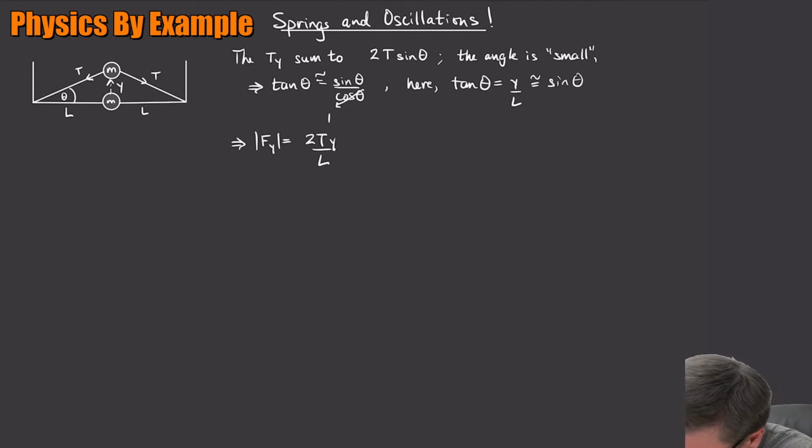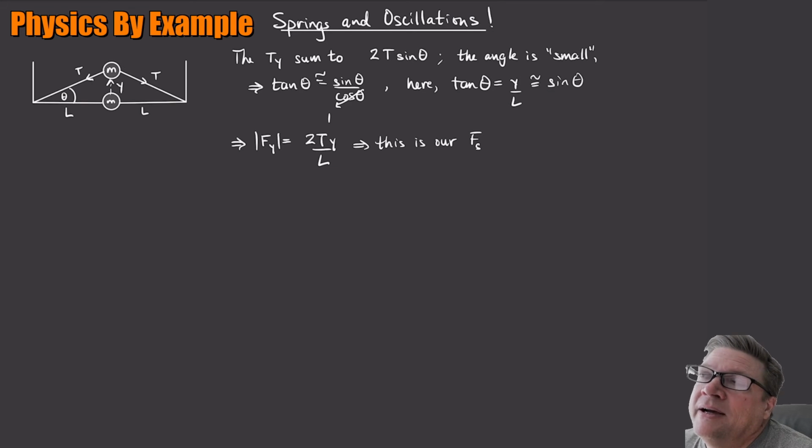So I know this is our restoring force, our spring force. You can kind of think about it as if there was a spring there. And so this is going to be equal to, and again, it depends on what side of equilibrium you're on, so I'll just take the magnitude of it. This is going to be equal to some sort of spring constant K times the displacement Y, right?